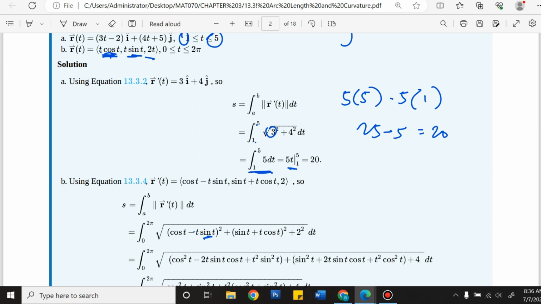After that, the same process is done here. Derivative of t is 1 times the sine, and the derivative of sine is cosine, then copy t. Sorry, derivative of cosine is negative sine, and derivative of sine is cosine. So, plus, derivative of 2t is 2. After that, you will evaluate.